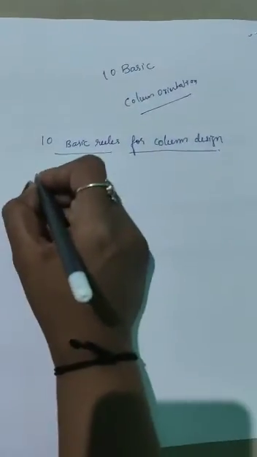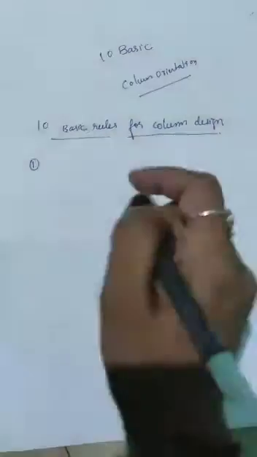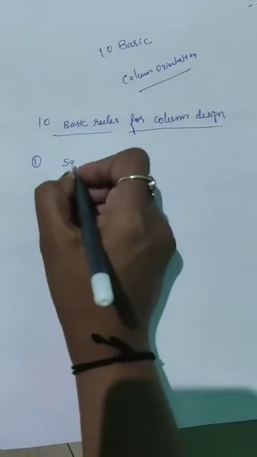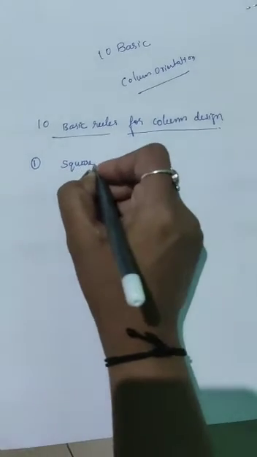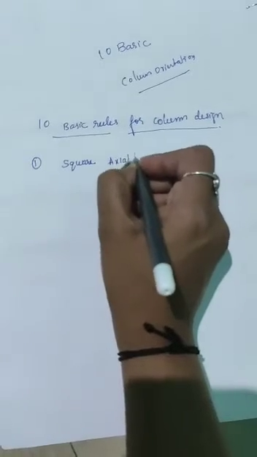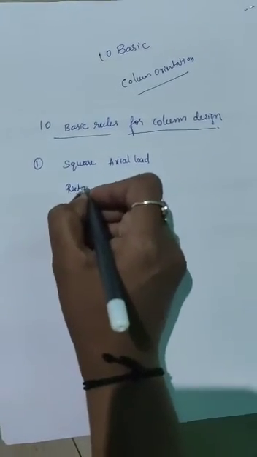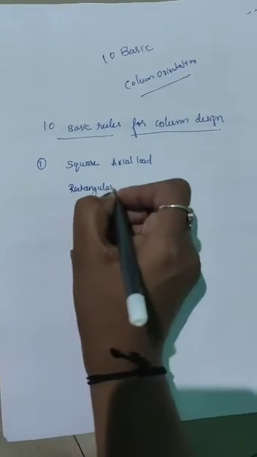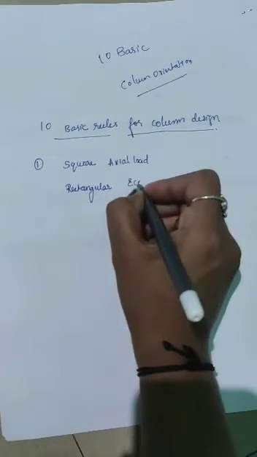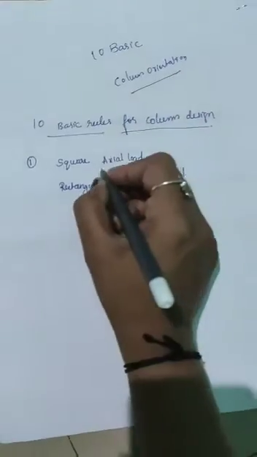So in this first one, you should always choose a square column for axial load. Then you should choose a rectangular column for eccentric load. So now the question comes, what is this axial load and what is this eccentric load?